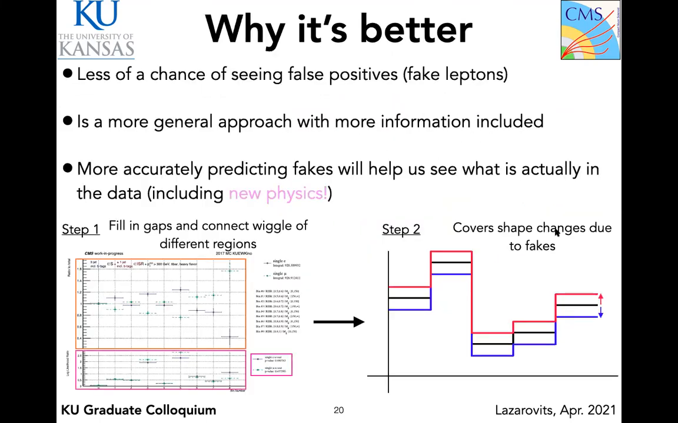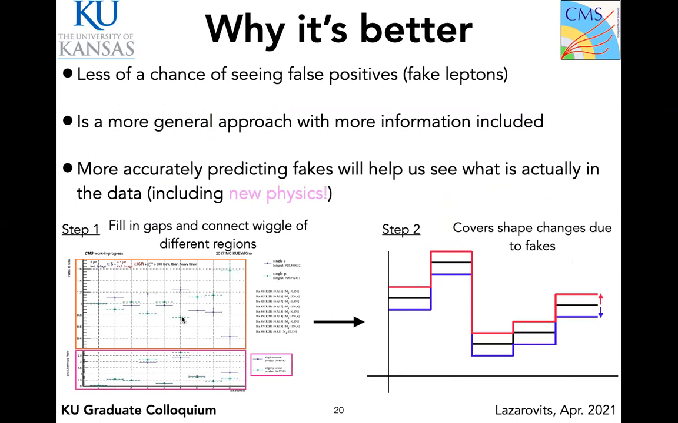And so what we hope to achieve with this method is less of a chance of seeing false positives. So we want to more accurately predict the fake leptonic background. This method is also just a more general approach and has more information included in it. And like I said, more accurately predicting fakes will help us better see what's happening in our data, including hopefully new physics. And so here is a quick recap of what we are trying to do, what our method is, at the bottom of this slide too.